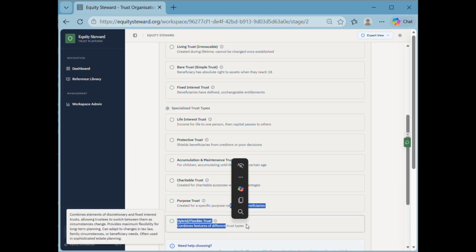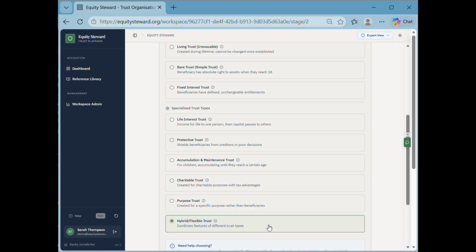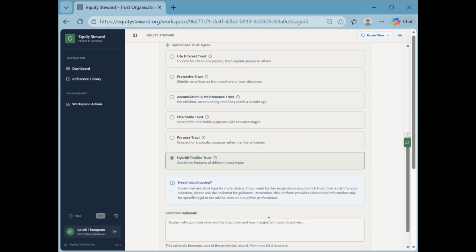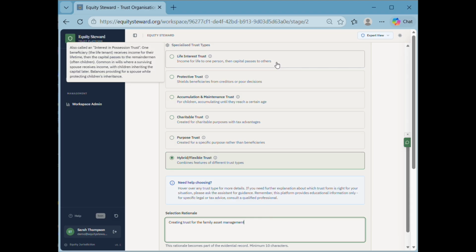The value here is not simply choosing from a list. The value is that the selected form becomes part of the administrative record. Guidance is available alongside each option so that the form being recorded is consciously selected rather than assumed. Over time, that clarity helps explain the structural framework within which the trust operates. The chosen form becomes one of the early architectural entries in the trust's administrative history.